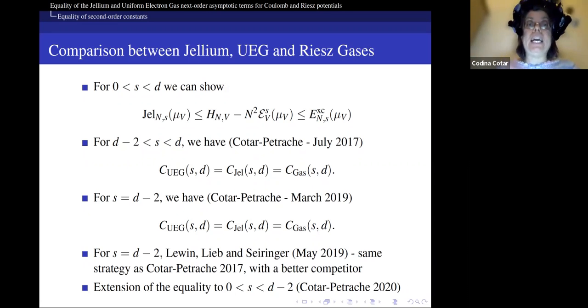And I should say, in fact, that when it comes to the next order problems, we only show it for the optimal transport and for the Jellium. For the Coulomb and Riesz gases, we can also show it by our method, but we don't have to because it's sandwiched between the two. Our method would allow us to show it directly, but we basically get it for free, so to speak.